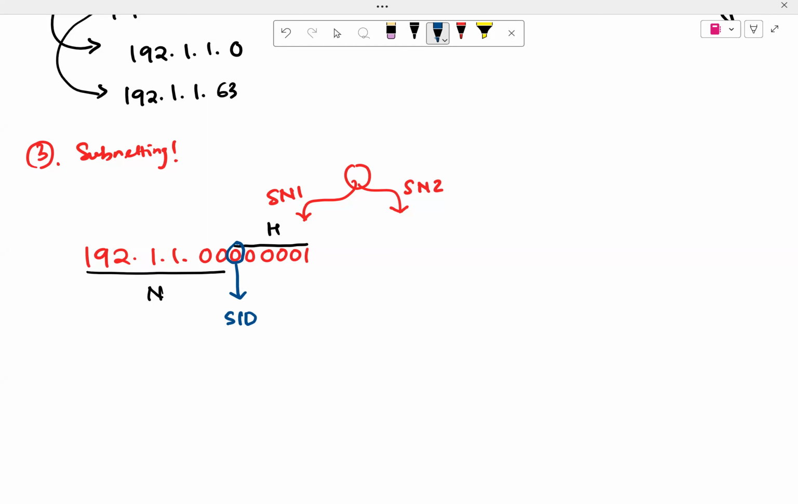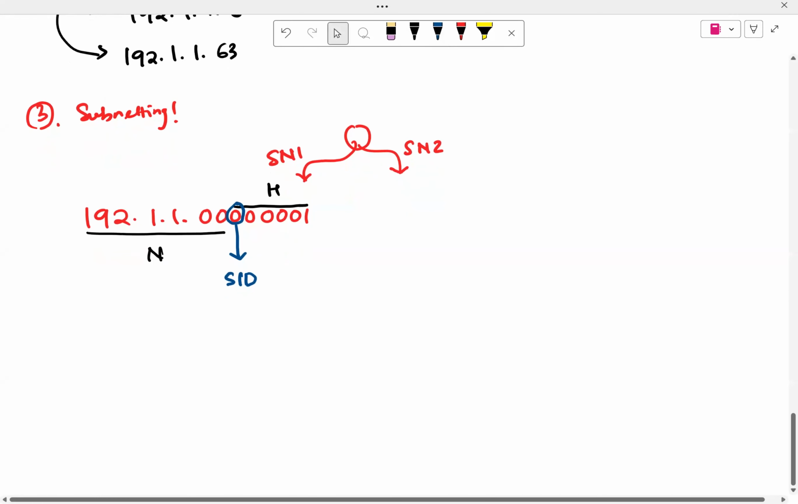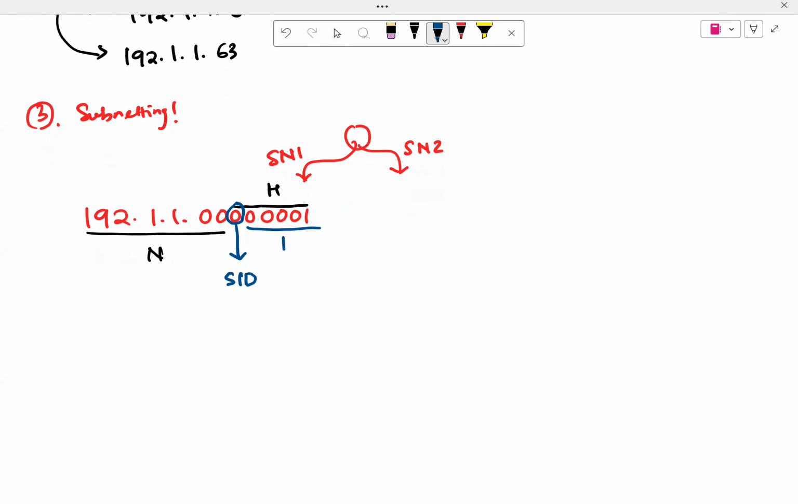This one bit, if I put it 0, that means subnet 1. If I put it 1, that means subnet 2. Okay. So if I assign this, and if I move ahead for host, now I have 5 bits. So if I have 5 bits now, how many hosts will I have in each subnet?